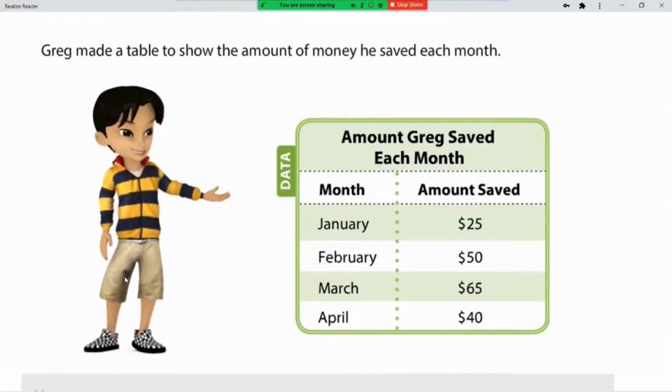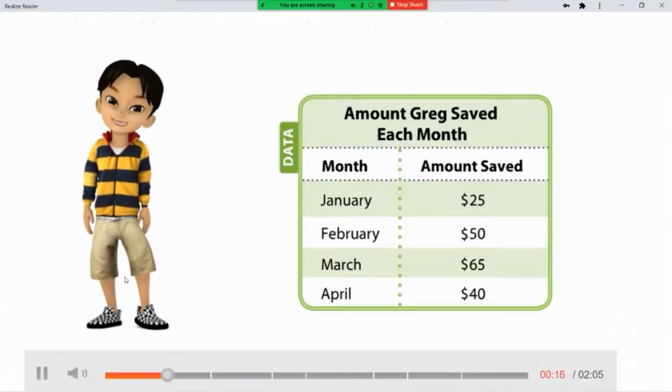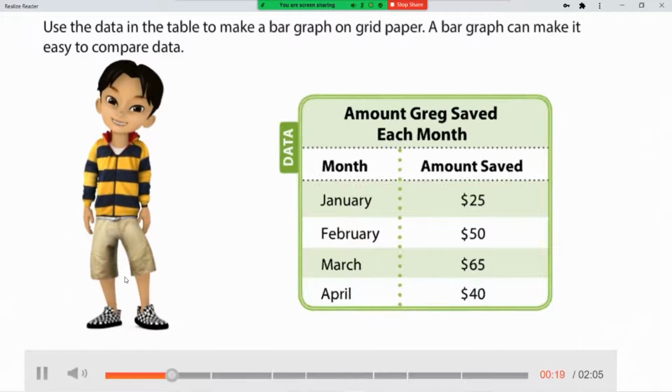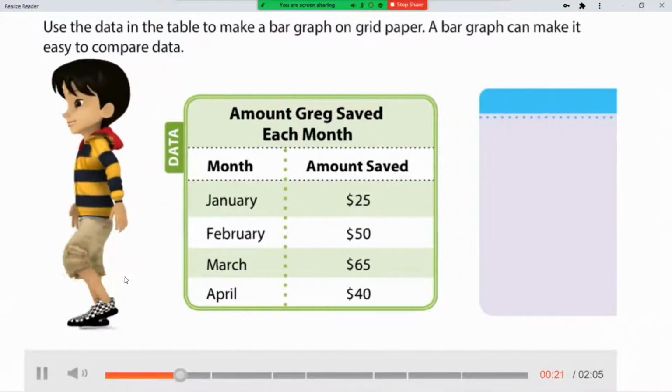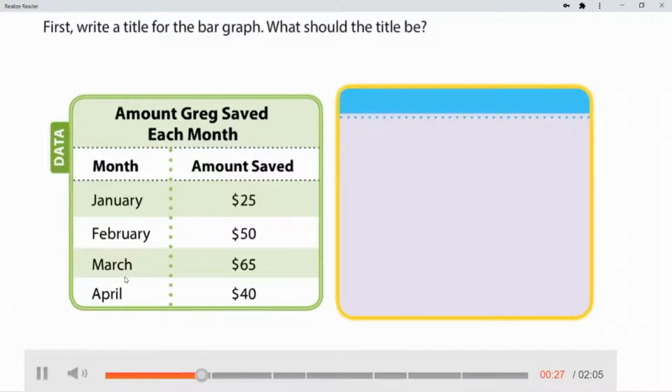Greg made a table to show the amount of money he saved each month. Use the data in the table to make a bar graph on grid paper. A bar graph can make it easy to compare data. First, write a title for the bar graph. What should the title be?